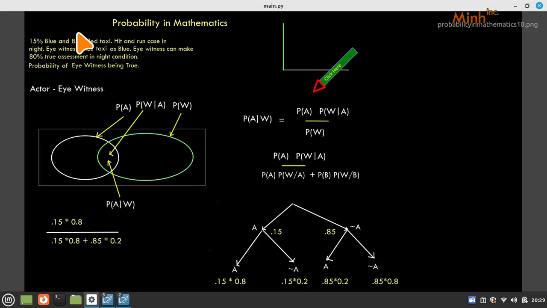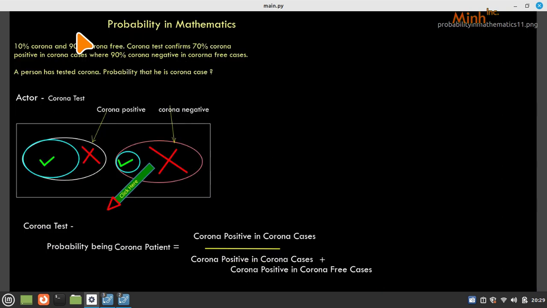Okay, Bayes theorem takes us into a different world. So blue car is okay, blue taxi is okay, but the witness came into the picture, and then we say that I know PA, I know PW, PAW, then I have to find, if W is there, then what is A? Okay, in another case, a city has 10% corona, 90% corona free. If a person has corona, 70% corona positive test, and 90% corona negative if the person doesn't have corona. So the sample space is this much and this much.